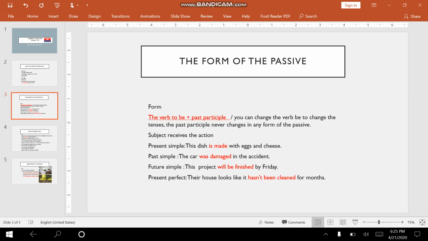Future simple, this project will be finished by Friday. Present perfect, their house looks like it hasn't been cleaned for months.